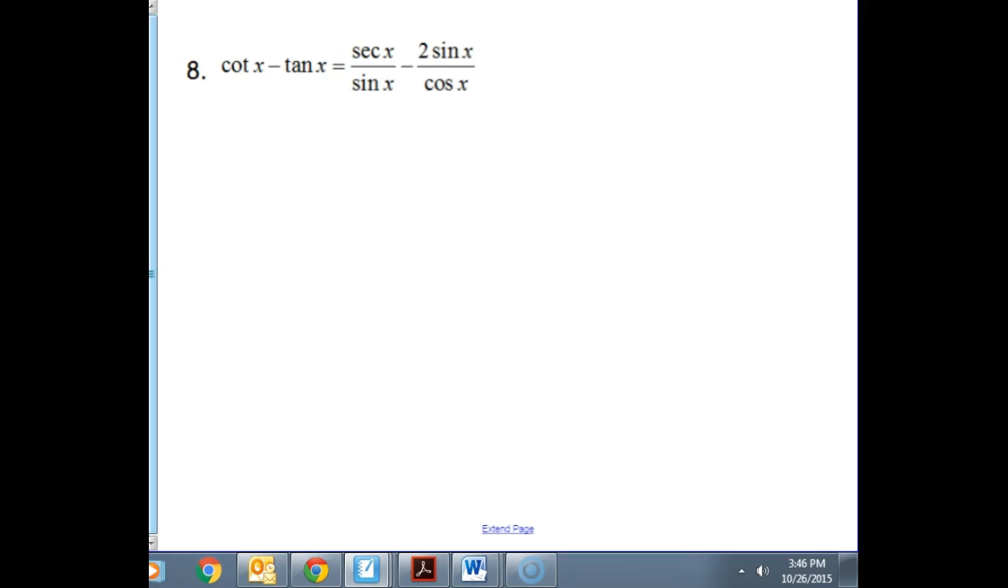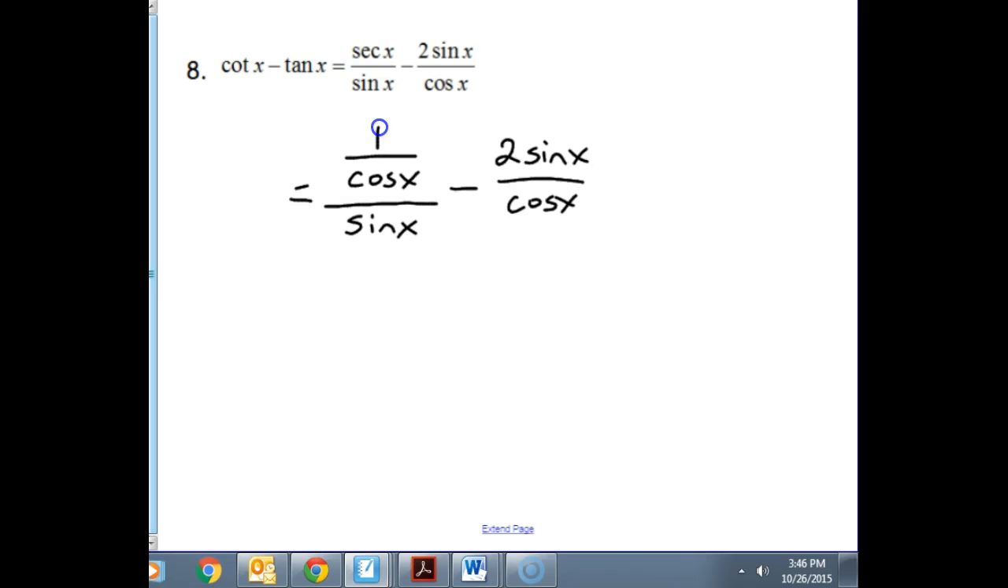Well, I have most of the stuff in sine and cosine already. I just had that secant to mess with, right? So I'm just going to go ahead and change everything to sine and cosine just to get everything the way it should. So let's see, 1 over cosine x divided by sine x, right? Minus 2 sine x over cosine x. Notice my equal sign is on the left, right?